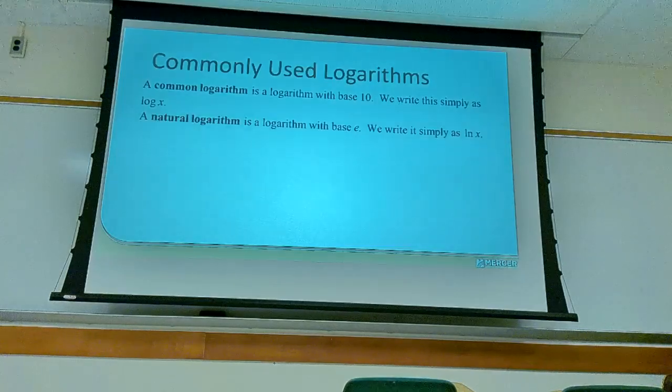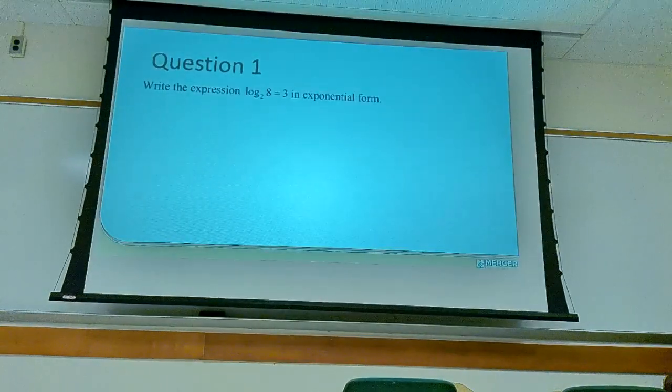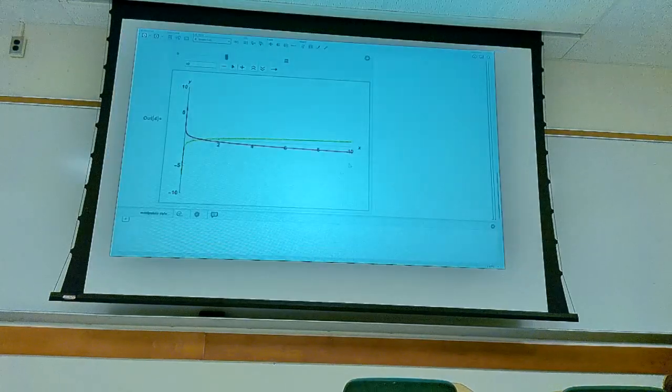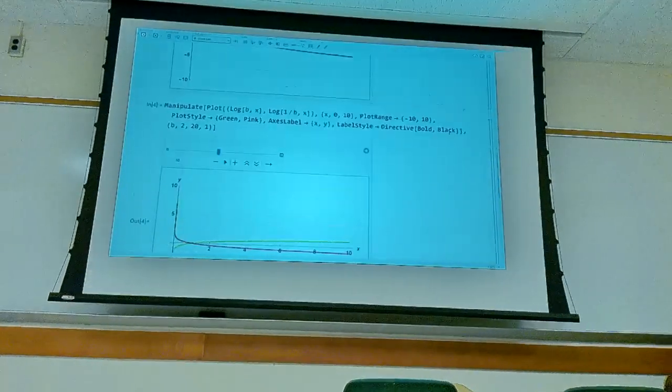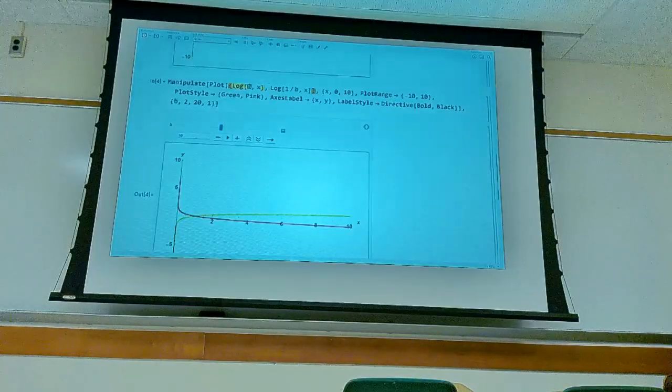You'll notice even, if I go back here, I had to specify the base in log. If I don't have that b there, I just put log and then x, it's the natural logarithm in Mathematica. If you want any other base, you have to actually specify what the base is.